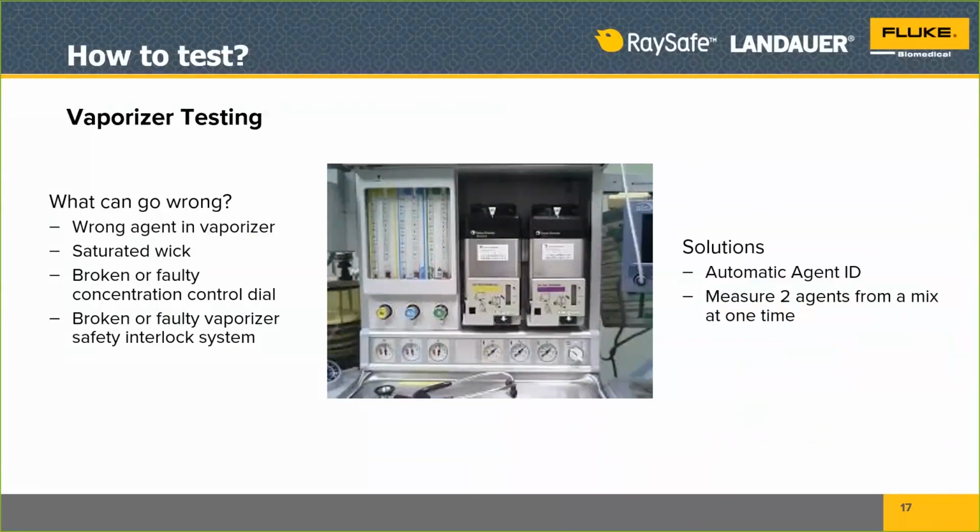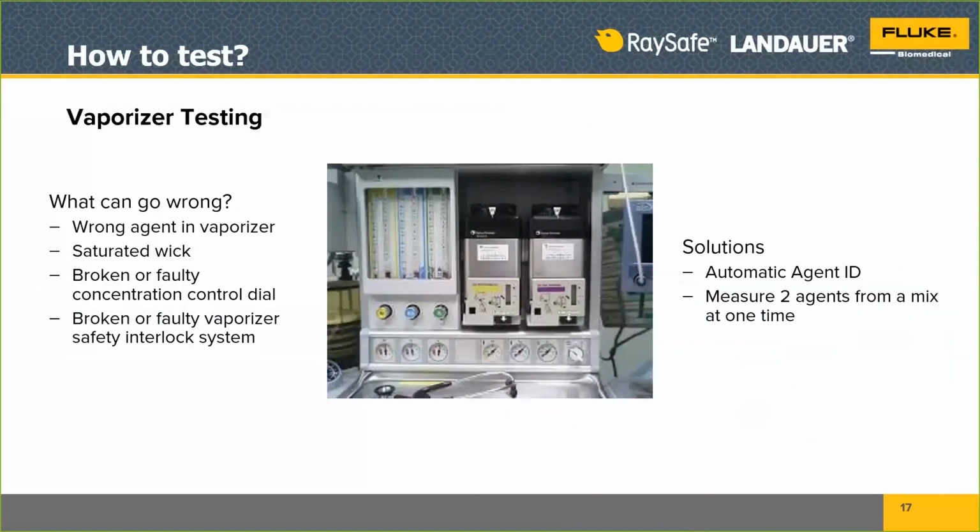You can oversaturate the wick by tipping the vaporizer more than it should. Tipping or saturating the wick can give you agent concentrations that are not what you intended, and it takes a while to fix that. You don't know what happened in terms of how that vaporizer was transported to your machine, but you want to make sure this doesn't happen either. As we said in our example, the concentration dial can be broken.